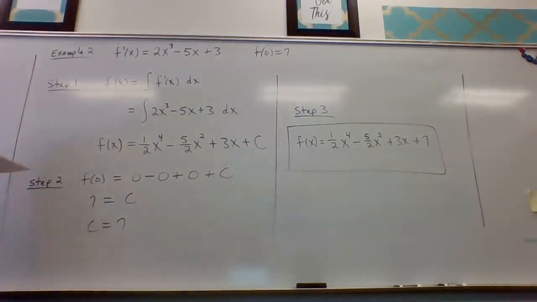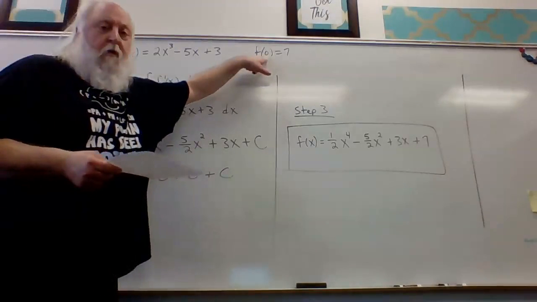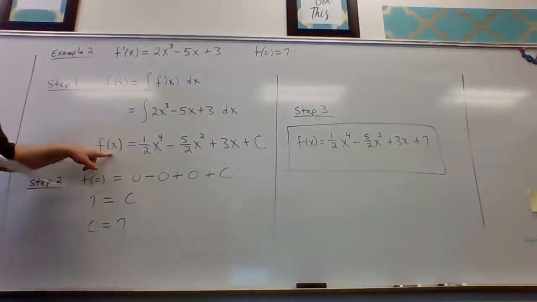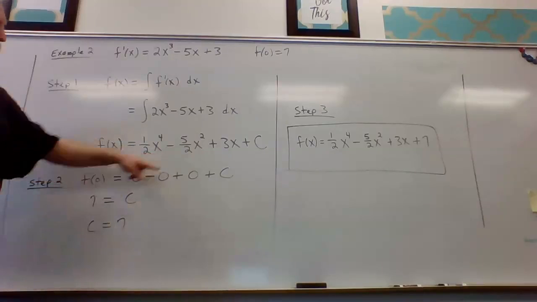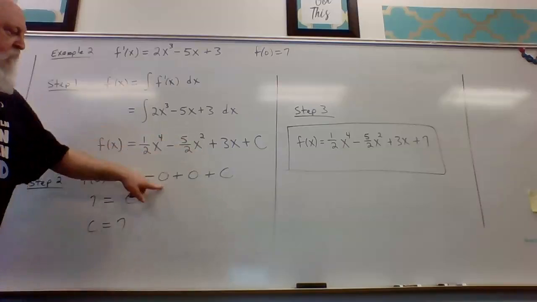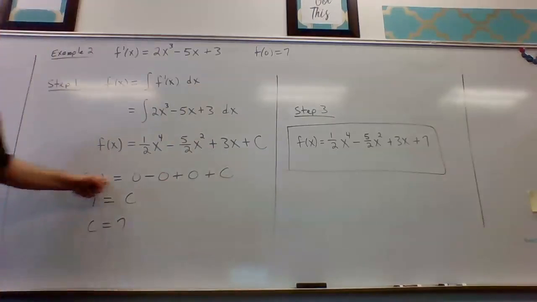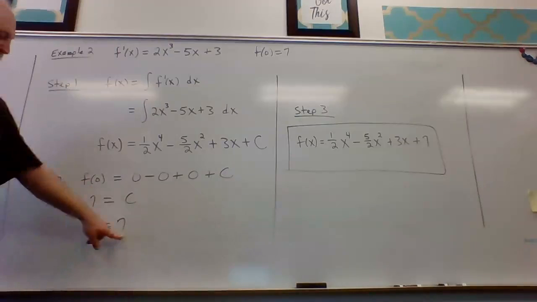Now, to determine the unknown constant c, we evaluate the function f of x at x equals 0, and we know f of 0 is equal to 7. When I put in 0 for x, the first term, 1/2 times 0 to the 4th, is 0. 5 halves times 0 squared is 0. 3 times 0 is 0. So I'm just left with f of 0 is equal to c. The function at x equals 0 is equal to 7, so 7 is equal to c, or c is equal to 7.